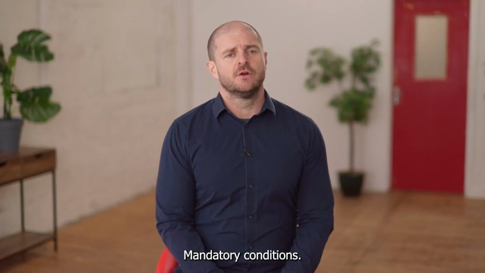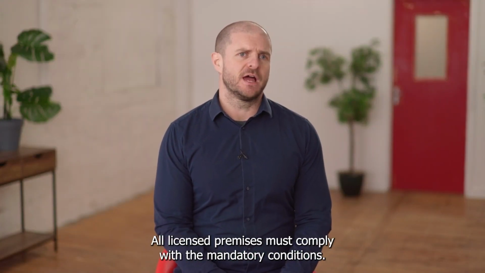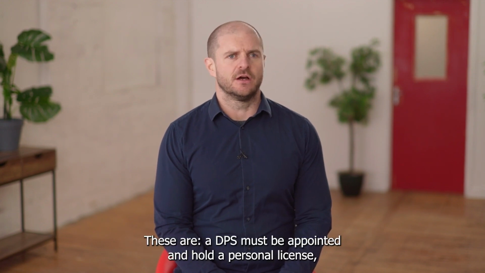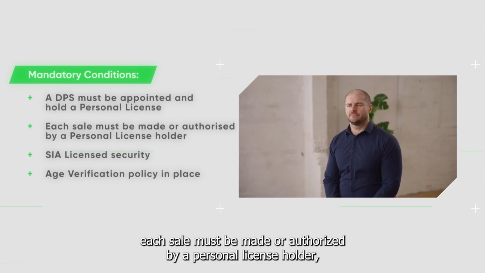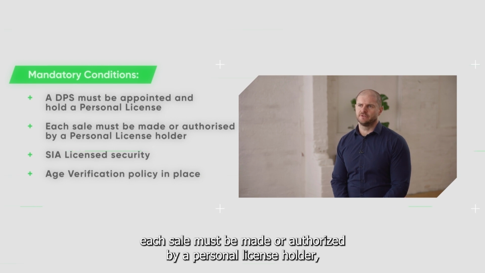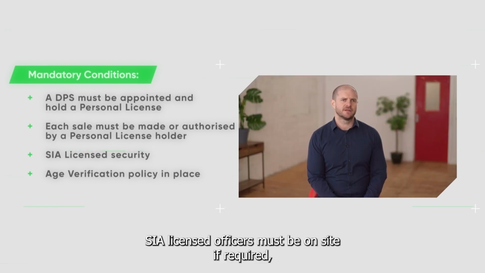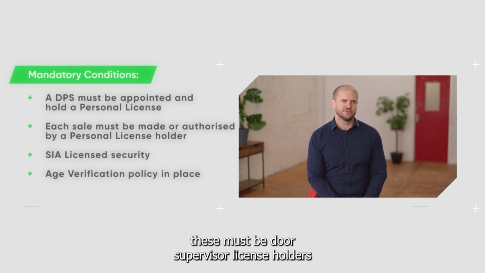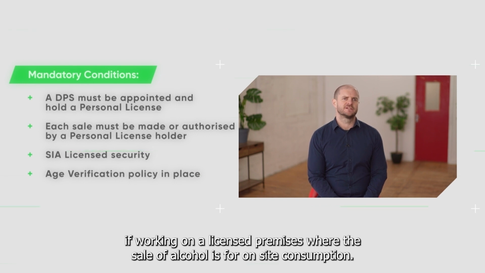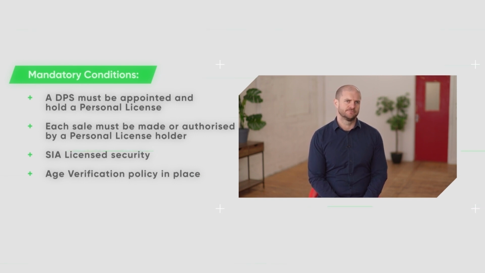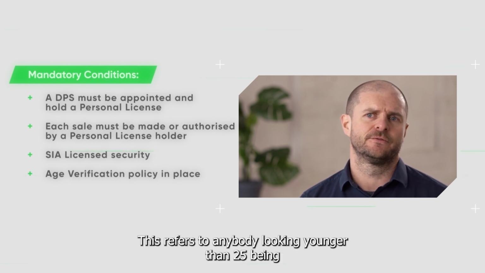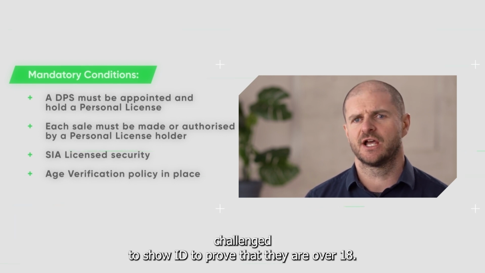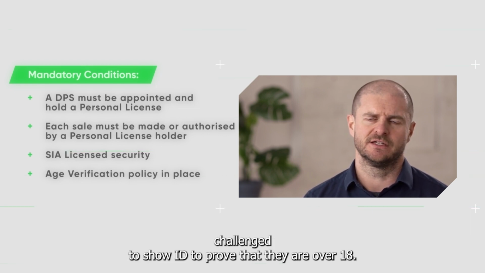Mandatory conditions. All licensed premises must comply with the mandatory conditions. These are: a DPS must be appointed and hold a personal license. Each sale must be made or authorized by a personal license holder. SIA licensed officers must be on site if required. These must be door supervisor license holders if working on a licensed premises where the sale of alcohol is for on-site consumption. Age verification policies must be in place, such as Challenge 25. This refers to anybody looking younger than 25 being challenged to show ID to prove that they're over 18.